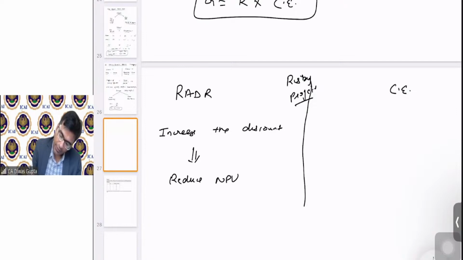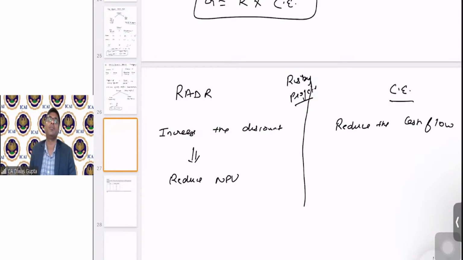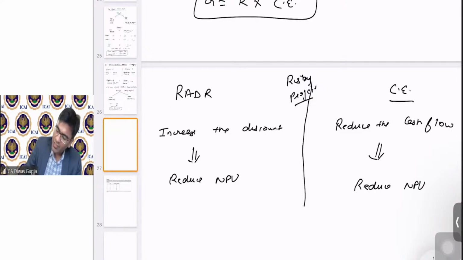The impact is that it reduces NPV. In case of the certainty equivalent method, it will reduce the cash flow, right? It will reduce the cash flow because your CE, certainty equivalent coefficient, will become lower, and it will also reduce NPV. By cash flow here, I mean cash inflow. Okay, students.